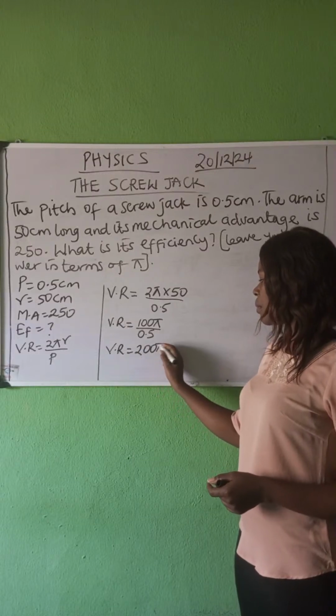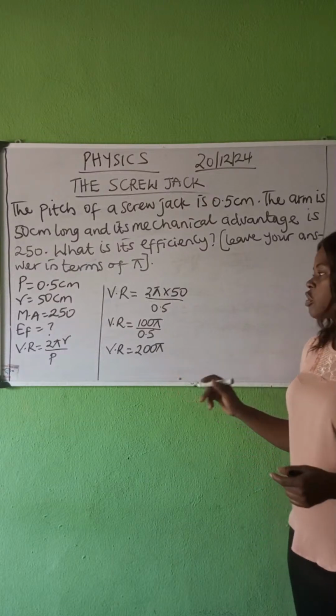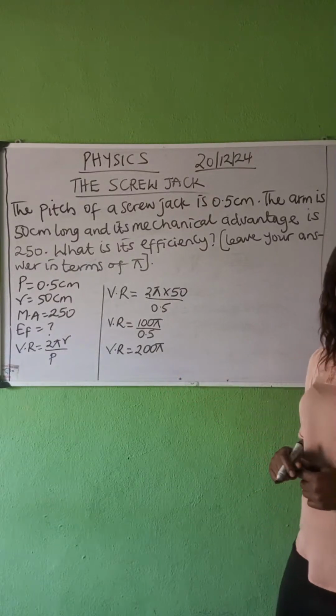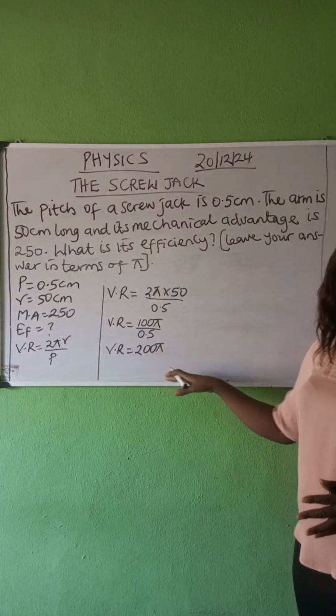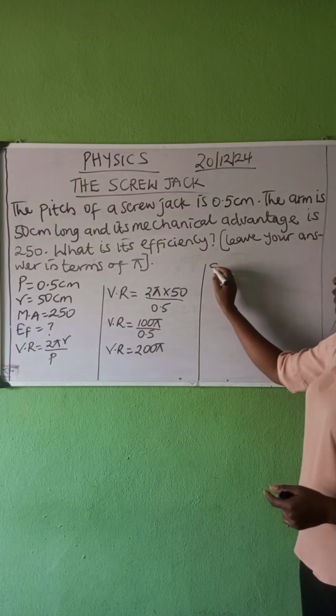200 pi. Is that okay? You may be asking how we got this 200. 0.5 is something as 1 over 2, right? So by the time you divide, you're going to get 200. So the next thing to do is to find our efficiency.